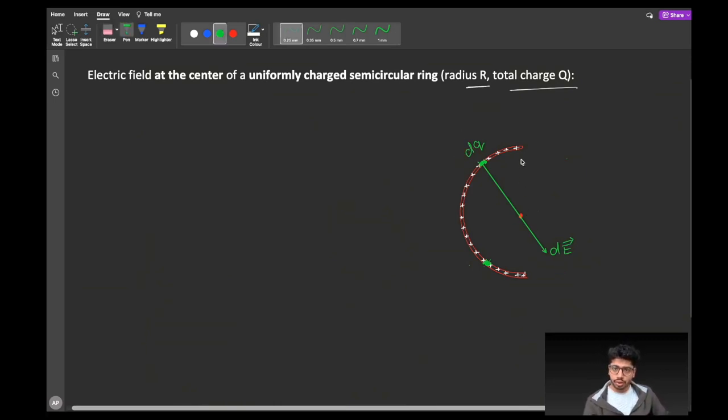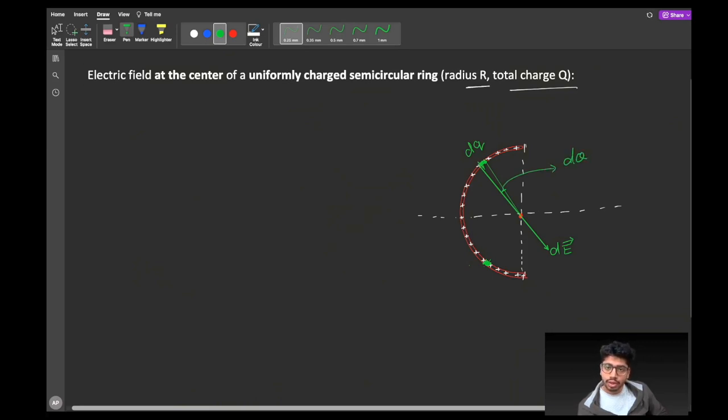Now let me take the x coordinate here, and this is the y coordinate, because we are going to split the components. This is the d theta, the small angle that I'm going to take.